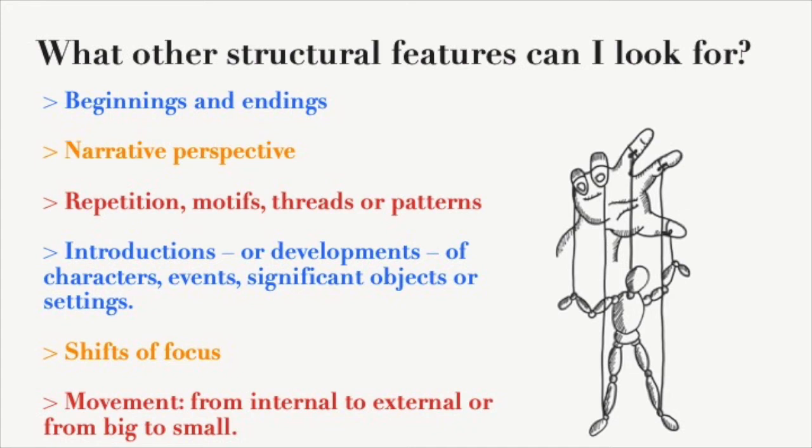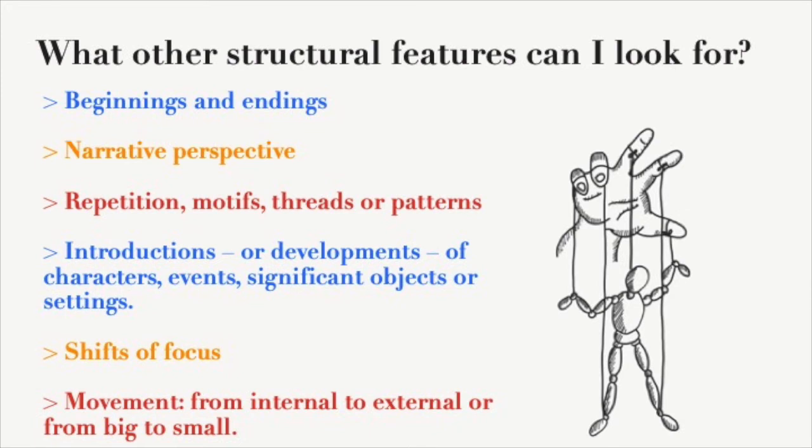Other things that we can spot are things like repetition of objects, significant objects perhaps, or repetition of certain ideas, any sort of motifs, so these symbols that keep reappearing throughout a text, any sort of threads or patterns and things developing. Does the writer keep going back to something, or is a writer hinting at something that is yet to come, perhaps, which links us into introductions.